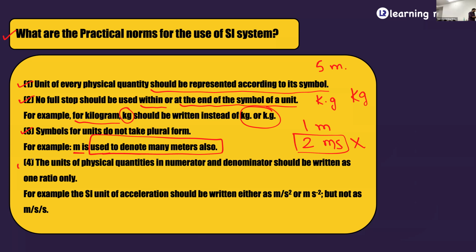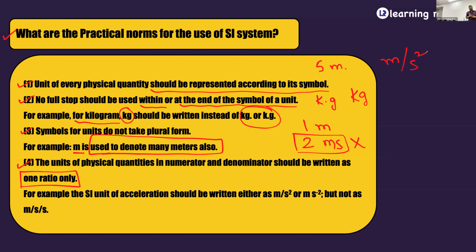And the fourth one is the units of a physical quantity with numerator and denominator should be written as 1:1 only. If you have a physical quantity that has to be written in the form of a numerator and denominator, for example acceleration, you write it as meter per second square, so that you have one numerator and one denominator.